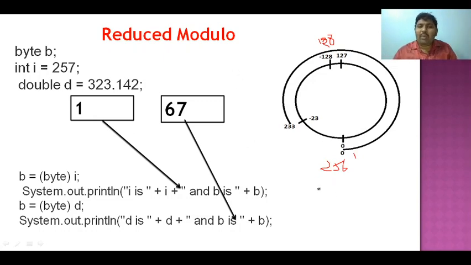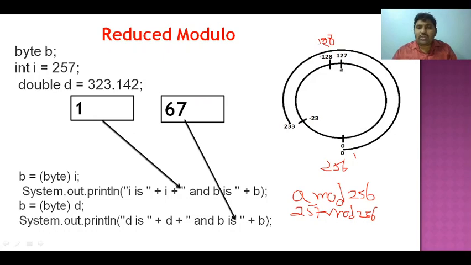Simply what happened is, to store the larger values, it performs a simple operation. For example, you want to store a into the byte variable, it performs a mod 256. What is it simply? So 257 mod 256 is how much? 1. So that's why the value 1 is stored. So that's why this concept is called reduced modulo.